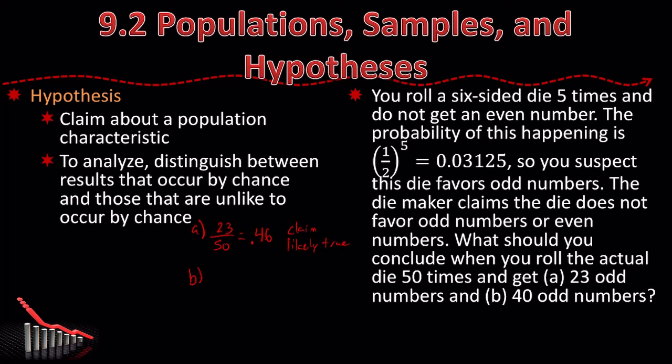Part B. He rolled the die 50 times and got 40 odd numbers. So it is 40 out of 50, which is 0.8. That's a long way from a half. So since it's a long way from a half, the claim is likely false.